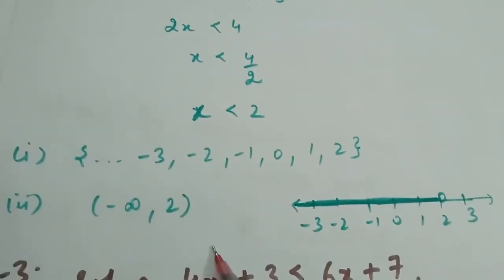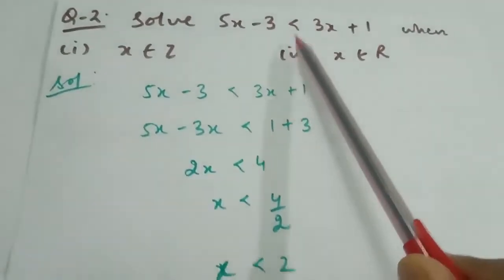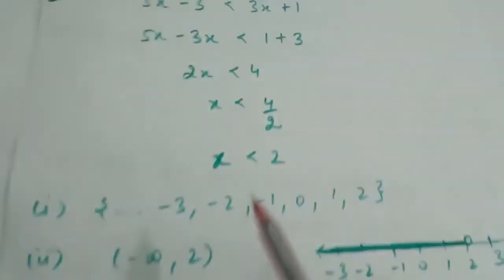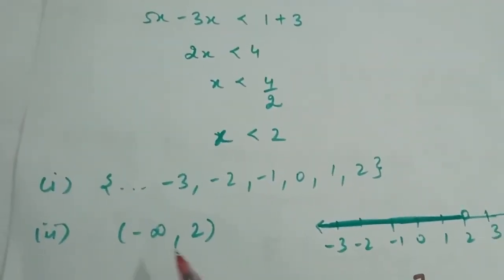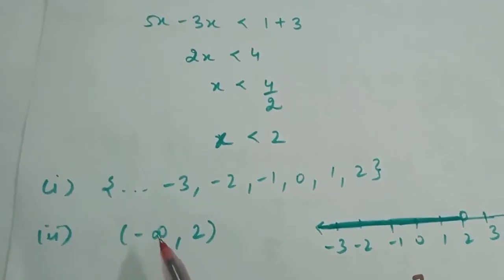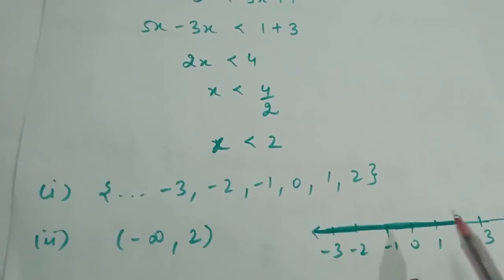Okay, graphical representation of such linear inequations or linear inequalities. So the graphical solution in one variable is on the number line. As in real numbers, you can see the value of x is from minus infinity to 2.